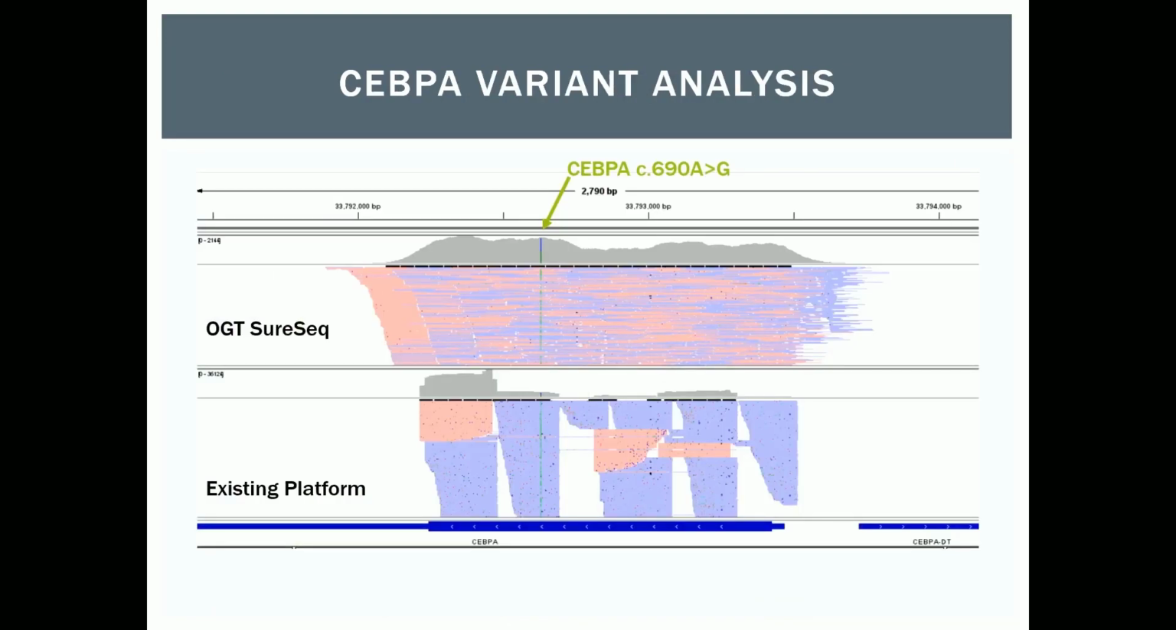This is an example of a common CEBPA variant detected in one of the evaluation cohort specimens. It was detected by both platforms, but note the low coverage of this region in the amplicon test compared to the SureSeq coverage. Even lower coverage at this locus was noted in several of the other samples assayed using the amplicon-based technology. Conversely, consistent uniform coverage of this technically challenging GC-rich region was apparent across samples using the SureSeq assay.